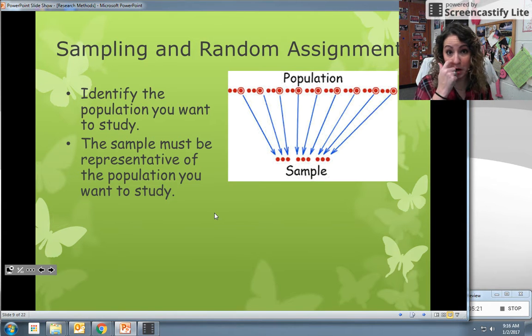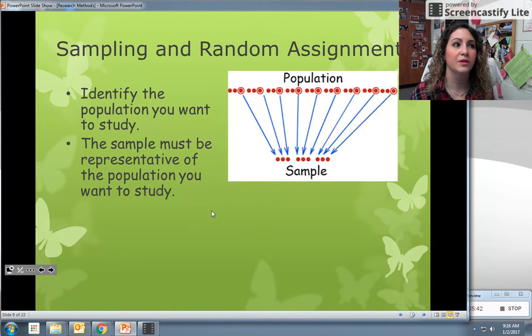And then you are not going to test everyone in the population, because that would just be crazy, to have an experiment where every single person of Tomo High School participates. It would be too expensive. It would take too long. It's just too much of a hassle. So you're just going to get a sample of the population. And so you have to have a random sample.